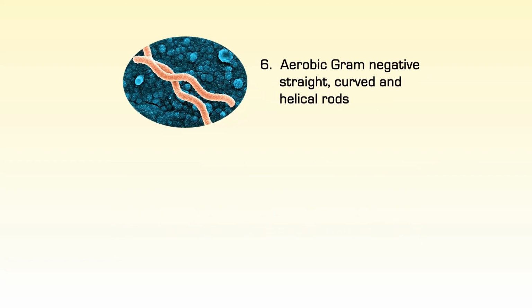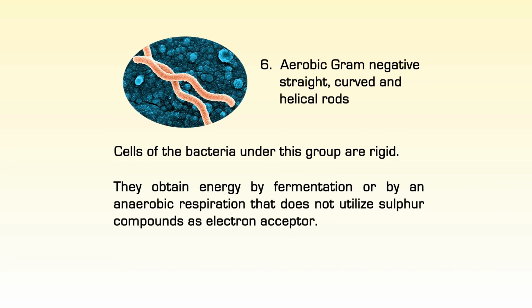Next is the anaerobic gram-negative straight, curved and helical rods. So the cells of the bacteria under this group are rigid. They obtain their energy by fermentation or by anaerobic respiration, that is, in the absence of oxygen, they don't utilize sulfur compounds as the electron acceptor. They are mostly parasitic in nature.